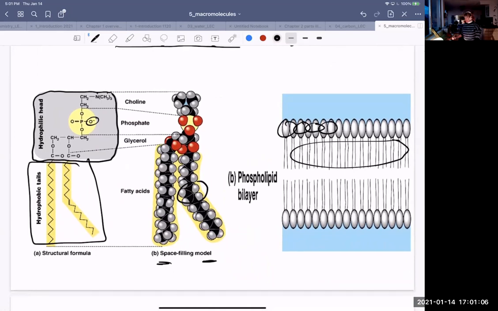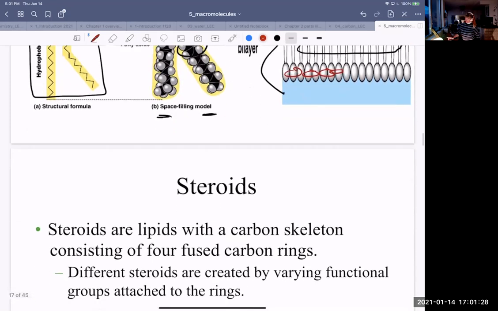So what's really interesting is you put a bunch of phospholipids in water and they'll self-assemble into this double membrane with the hydrophobic ends facing each other and the hydrophilic parts facing the outside. That's very handy. So it forms a barrier between the inside and the outside.